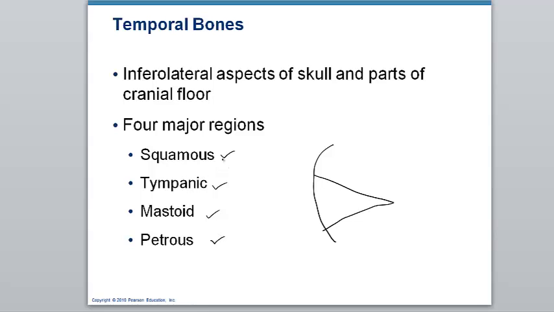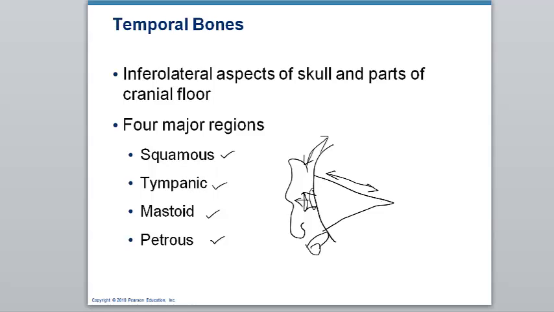Okay, so the squamous region is a flat-shaped region, so it's going to be over here, and that'll be your squamous region right here. The tympanic region is where your earlobe is. Your earlobe is going to be like this, and your eardrum is going to be over here. So this area is your tympanic region, where you're going to have outside access to the ear, right? For the mastoid portion, if you feel behind the ear, you have a mastoid process over here. So this region is your mastoid region. The petrous region is this cone-shaped region that is inside the cranial cavity. Okay, so that'll be the petrous region.